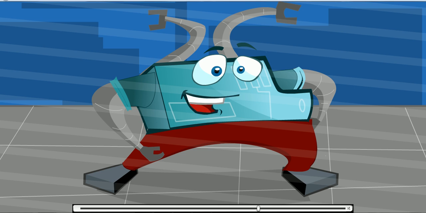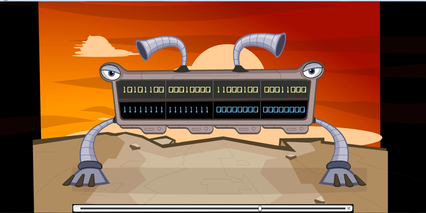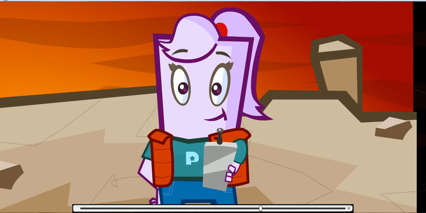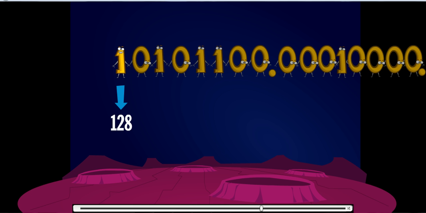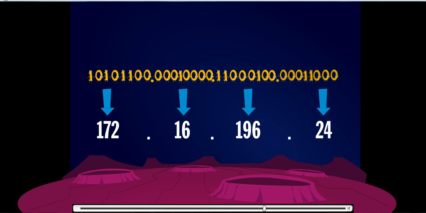Now that you know what a subnet mask is, it'll be easy to learn about IP address notation. You remember how to turn this address into decimal form, right? Yup. That bit has a value of 128, then 32, 8, and 4. That makes 172. And the other octets are 16, 196, and 24.